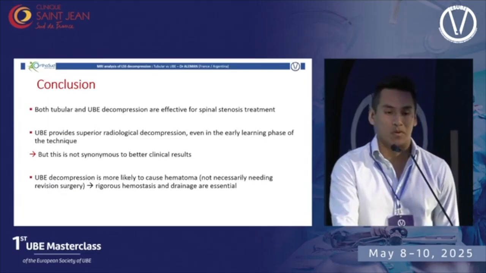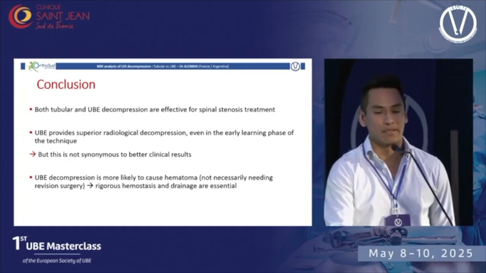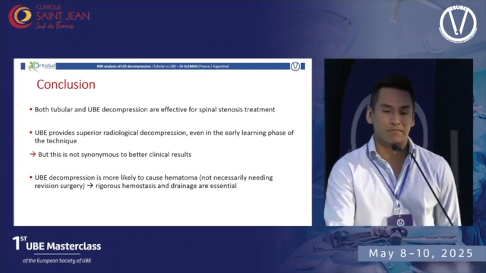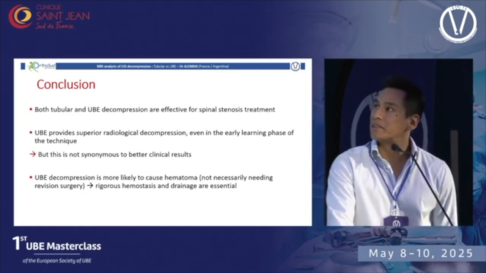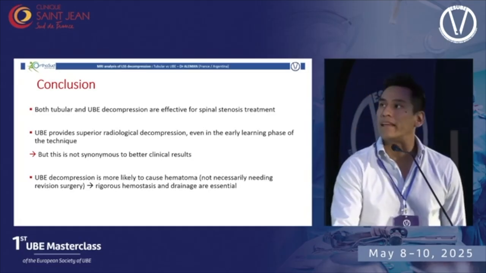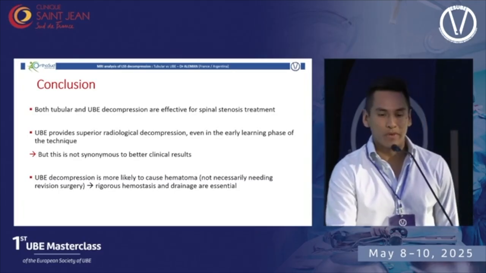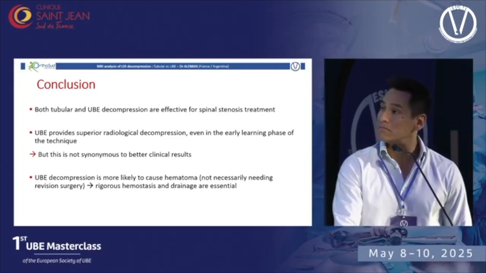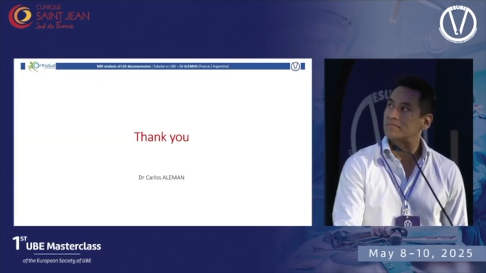In conclusion, both tubular and UBE decompression are effective in the treatment of lumbar spinal stenosis. UBE provides a superior radiological decompression, even during early surgeon experience with this technique. But this superiority in imaging cannot be translated into a better clinical outcome. UBE decompression was associated with the presence of hematoma, but not necessarily needing a revision surgery. Thank you very much.